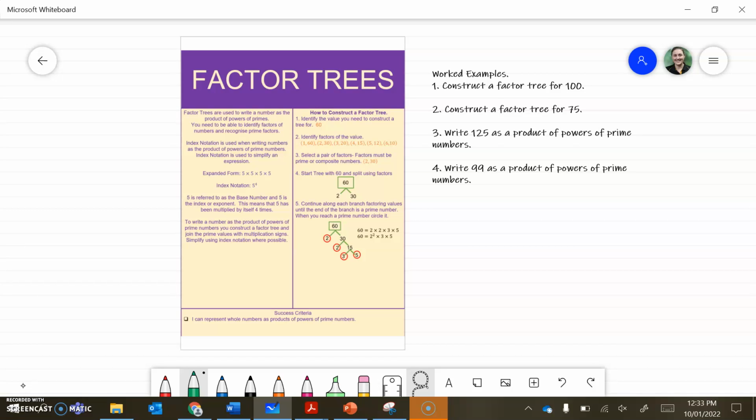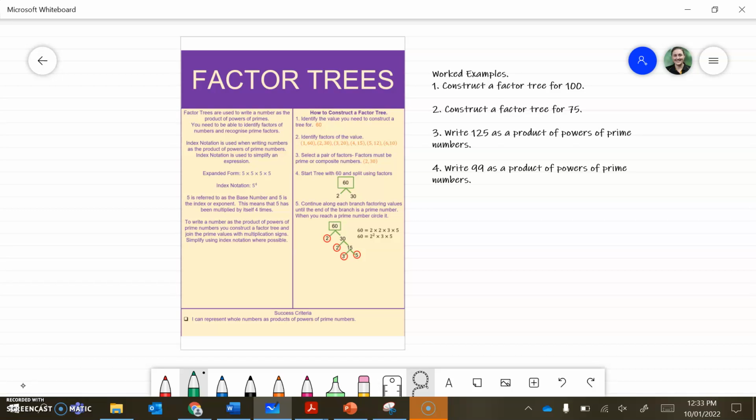So index notation is used to simplify an expression. For an example, something in expanded form could be 5 times 5 times 5 times 5. To simplify this, we use our index notation, 5 to the power of 4. So we have our base number of 5 and then our power of 4, and all this means is the exact same thing, that it's 5 multiplied by itself 4 times.